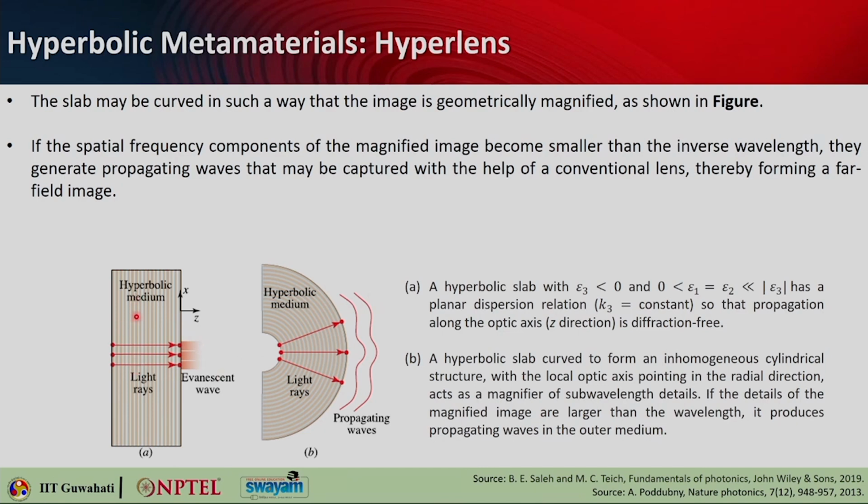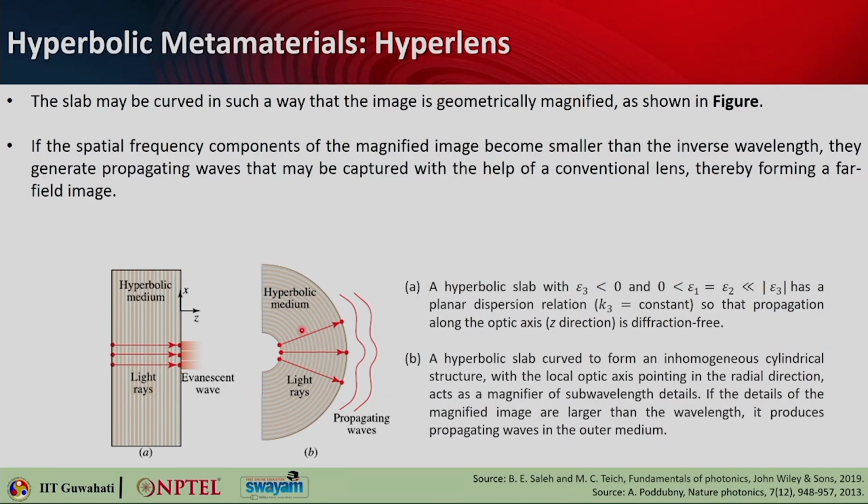Here you have a hyperbolic slab which has epsilon 3 negative. What is happening to epsilon 1 and epsilon 2? Both are positive and equal, but they are much smaller than the modulus of epsilon 3. This is required to get a planar dispersion function, so that you get k3 equals constant, and that will make your propagation along the optic axis, that is in the z direction, diffraction free. So, you can simply propagate like this without deviating here and there.